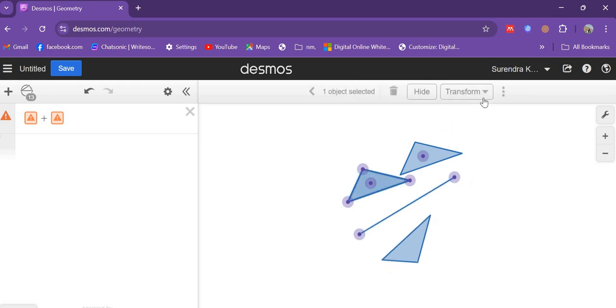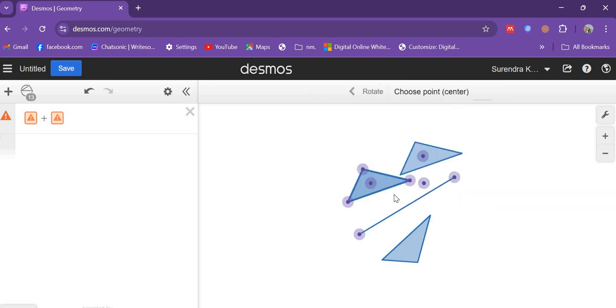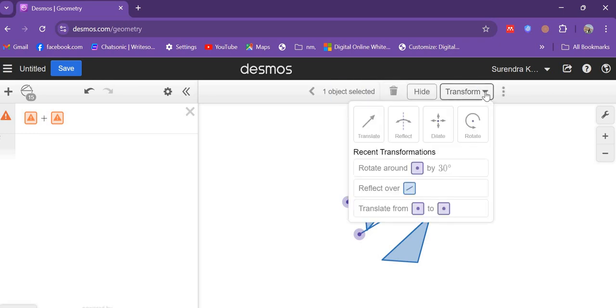Similarly, we can rotate the triangle by a specific angle like 30 degrees. Also, we can transform by dilate.